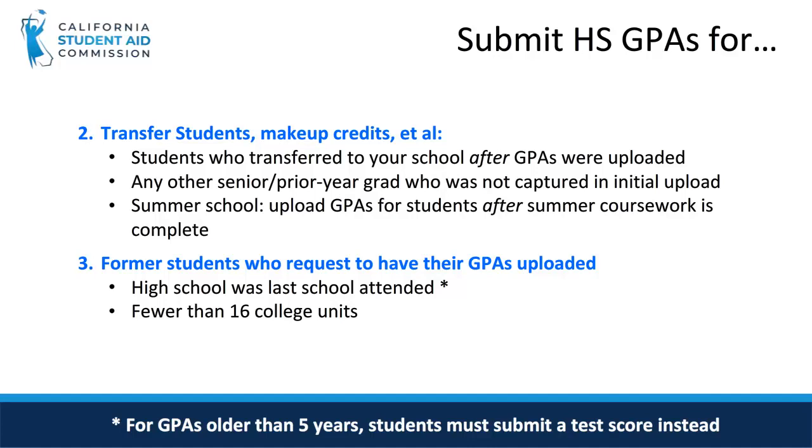Finally, former students may request their GPAs to be sent to the Commission in order to receive a competitive Cal Grant consideration if they have never attended college or have fewer than 16 units. Colleges do not calculate GPAs for students with fewer than 16 units. However, for GPAs older than 5 years, students must submit a test score instead.